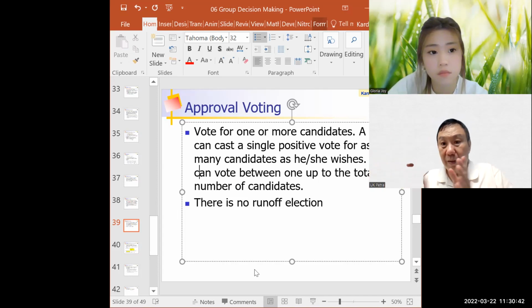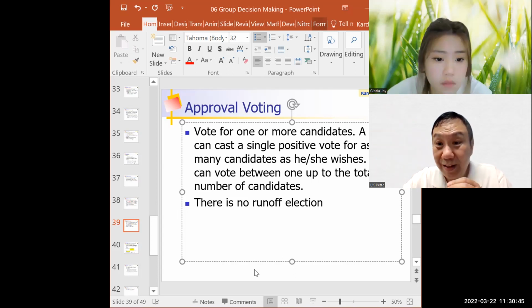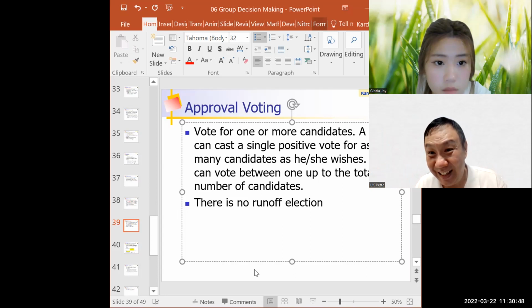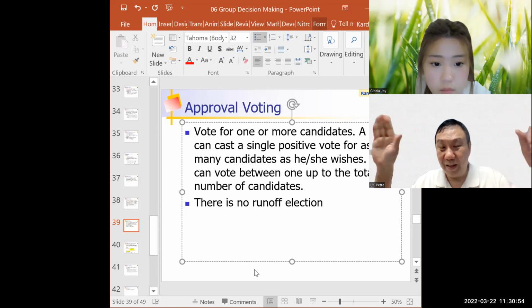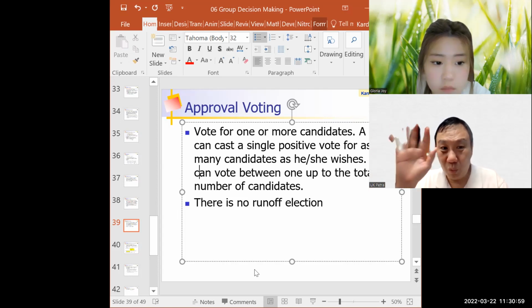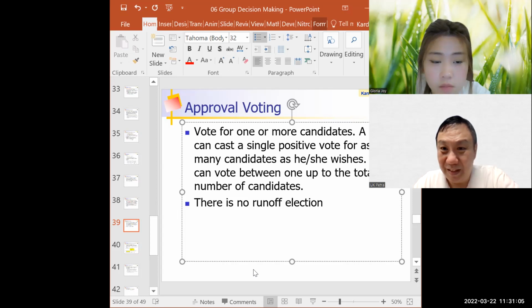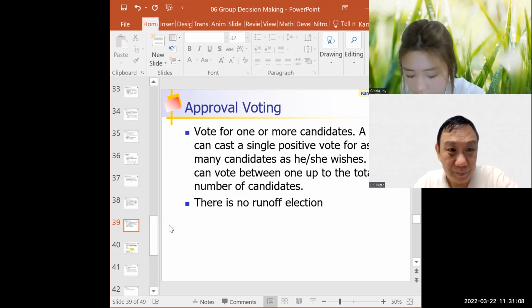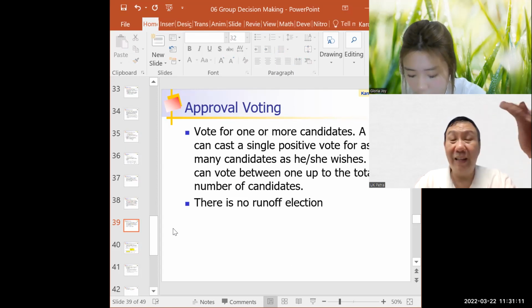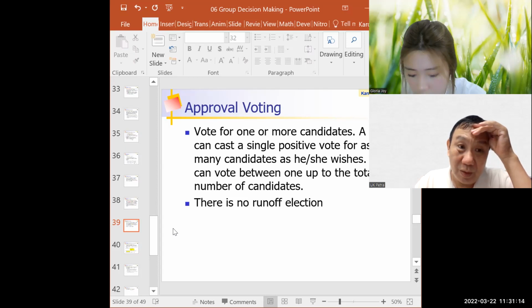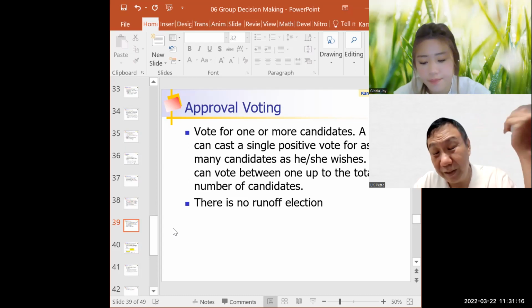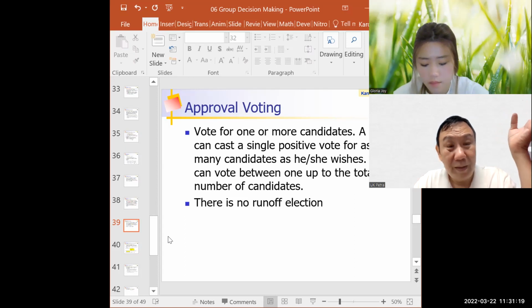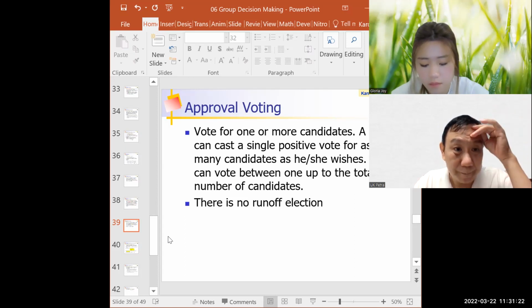So instead of 1-to-1, you can do 1-to-many. Say you have 8 candidates, you can select one of them, or 2 of them, or 3 of them, up to 8. So these are all the techniques that you can use for voting. There are probably many other techniques for voting, but these are the most important ones.